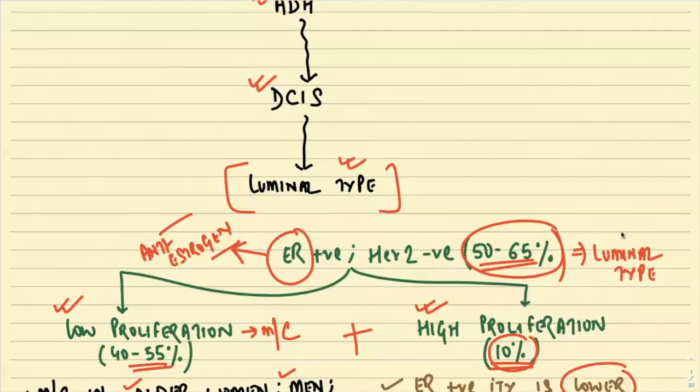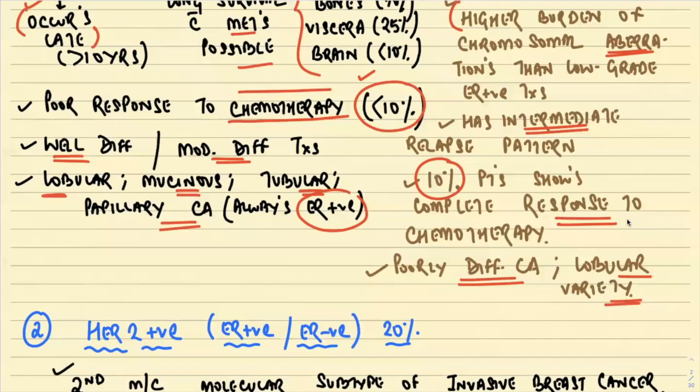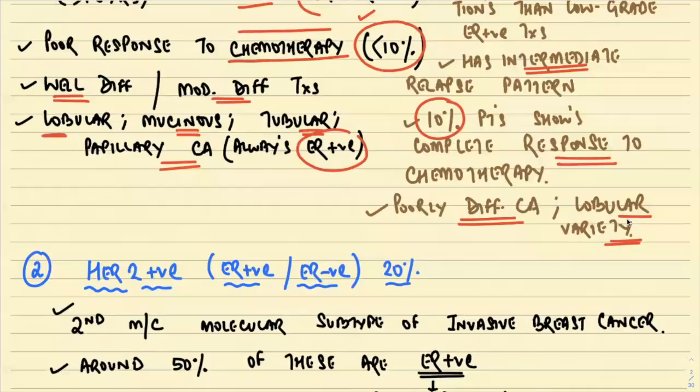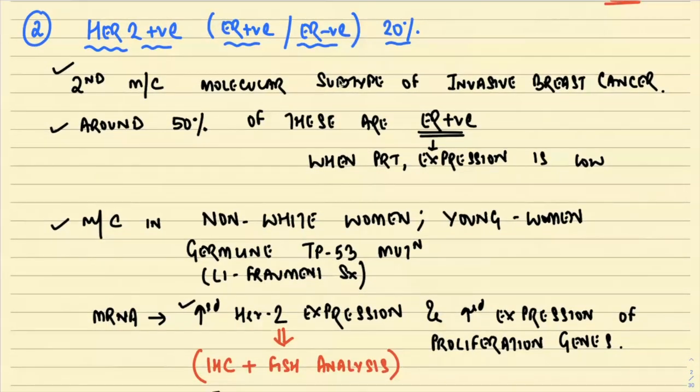Is that clear to everyone? The first type, luminal variety, is clear. Luminal variety is that variety which is ER positive and HER2 negative. Now the second molecular subtype of sporadic carcinoma is your HER2 positive tumors.